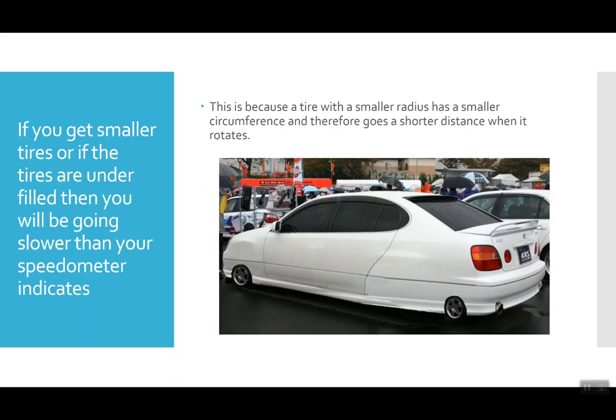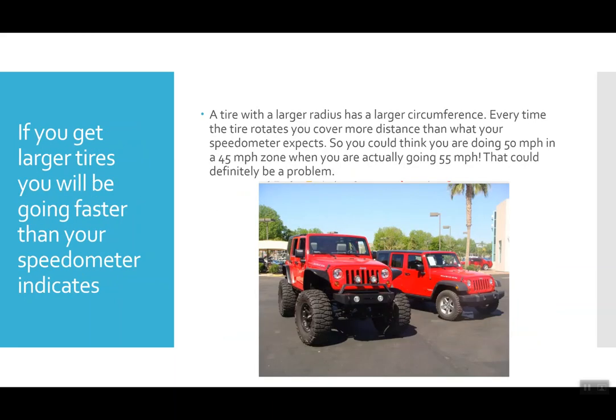If you get smaller tires, or if the tires are underfilled, then you will be going slower than your speedometer indicates. This is because a tire with a smaller radius has a smaller circumference and therefore goes a shorter distance when it rotates. If you get larger tires, you will be going faster than your speedometer indicates. A tire with a larger radius has a larger circumference. Every time the tire rotates, you cover more distance than your speedometer expects. So you think you're doing 55 miles an hour in a 45-mile-an-hour zone, when in actuality, you're going faster than that. That could be a problem.